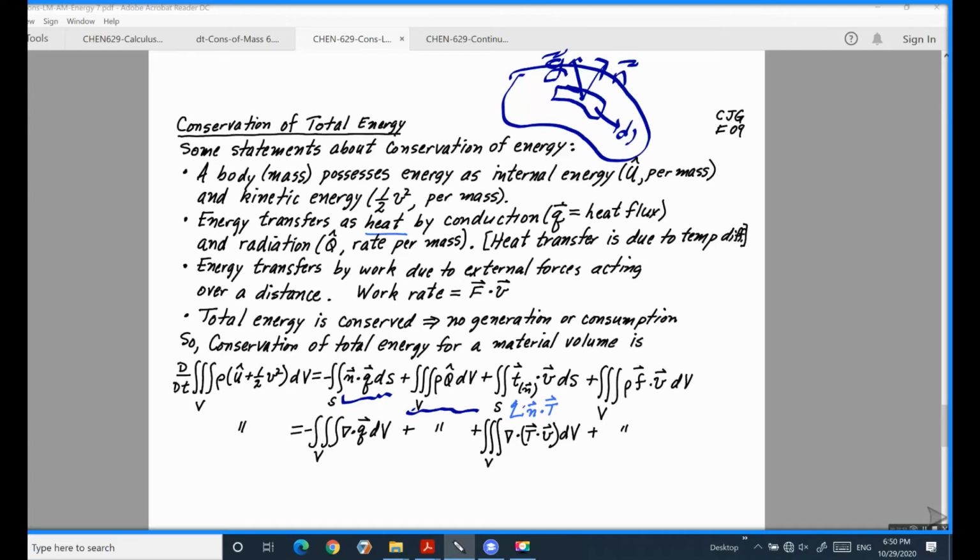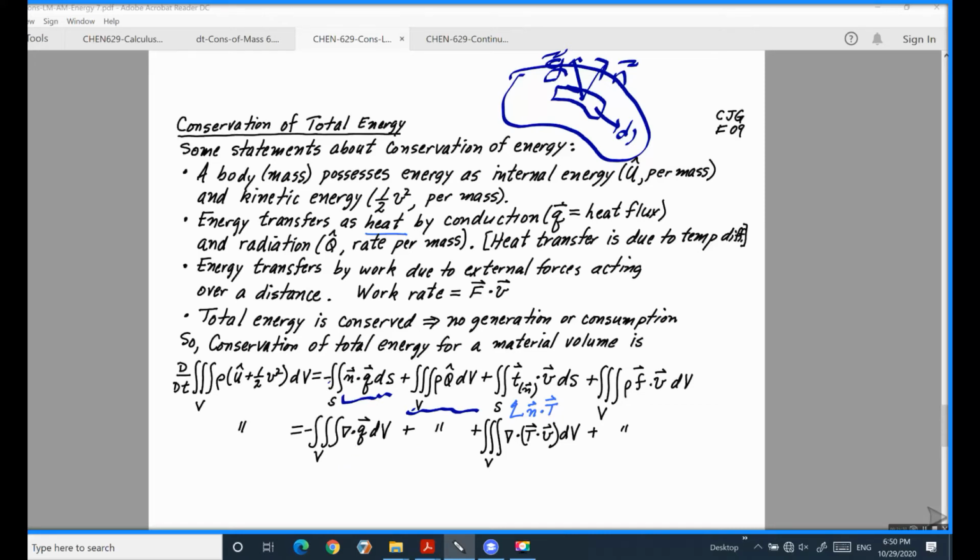And this term we know from before: energy transfer by work due to external forces acting over a distance. The external forces mean contact force and body forces, two terms. Actually, we can write this in the form we showed before. So this is going to be this.